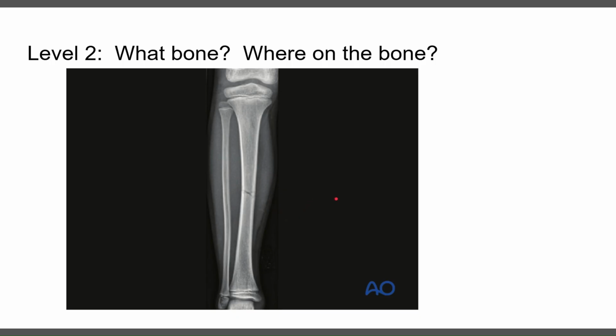Number 1, we say, what bone is it? It's a tibia fracture. And the next level is where on the bone. Well, we would call this a middle third tibia fracture. So in total, if this shows up on fracture conference and they call on you, you will say, this is an AP of a skeletally immature tib fib showing a middle third tibia fracture. And that is a great start to your presentation.